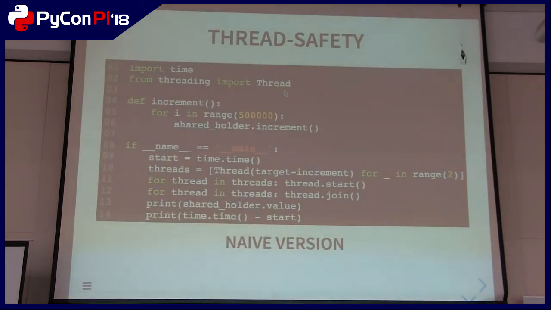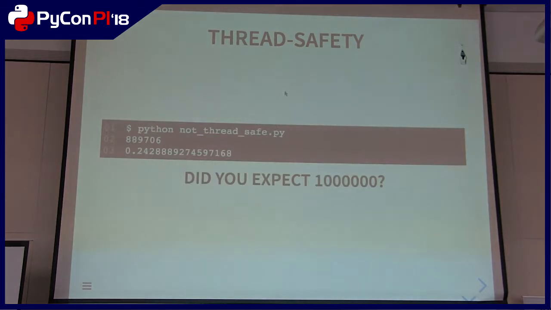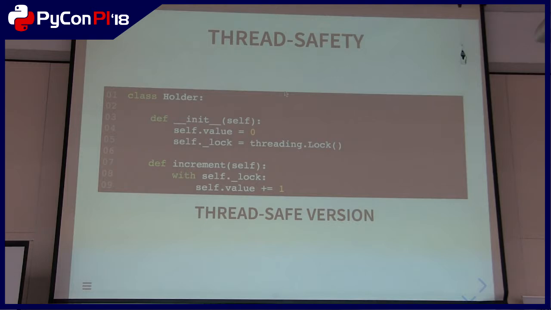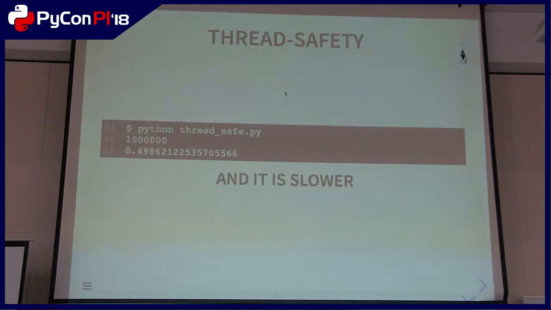Having global variables accessible by multiple threads often implies the usage of some synchronization mechanisms. So here we are incrementing this shared holder value 500,000 times in two threads. What should be the final value? 1 million, right? But actually, it's far less. To make it work, we have to use locking to achieve thread safety. Now it's correct, but it's slower.